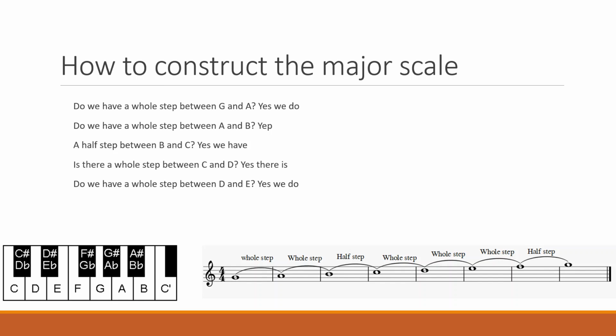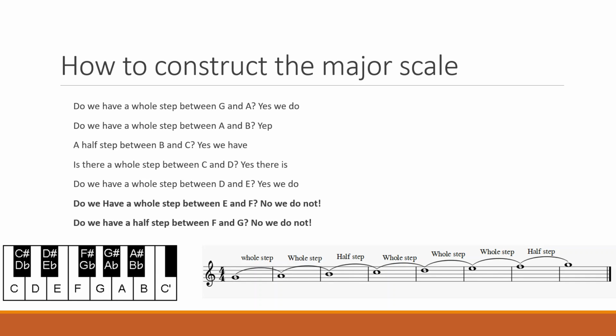From D to E is a whole step. And then from E to F should be a whole step. Well, no, because from E to F is a half step. So that's not right. And we have a half step between F and G. Well, that's also not correct. So how would we fix this?